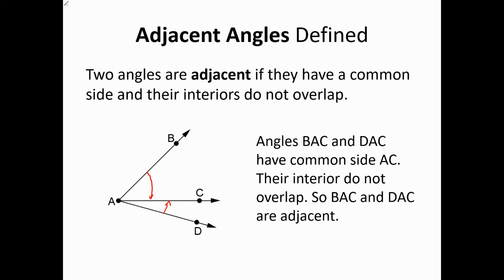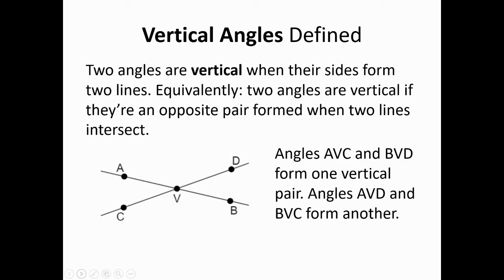They do have a common side, okay? How about I make that bold for us? The common side is the ray AC, but their interiors do not overlap. The interior of BAC lies above AC. The interior of DAC lies below AC, so their interiors do not overlap, so we say that they are adjacent. So, adjacent angles. Vertical angles, an extremely important concept as well.